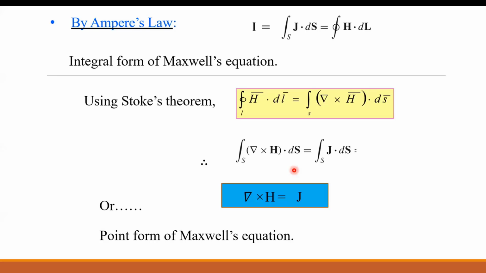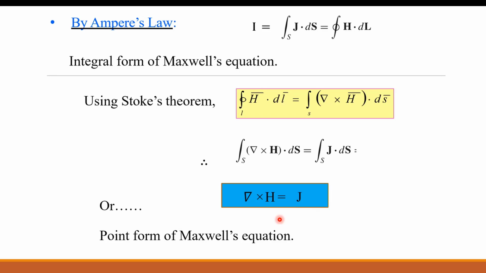Now if you remove the integration, since ds and the surface integration are the same, what is the final equation? We can remove them and write del cross H is equal to J bar. Del cross H is equal to J bar. Here again there is a cross sign. This type of equation is known as the point form of Ampere's law, the point form of Maxwell's equation derived from Ampere's law.